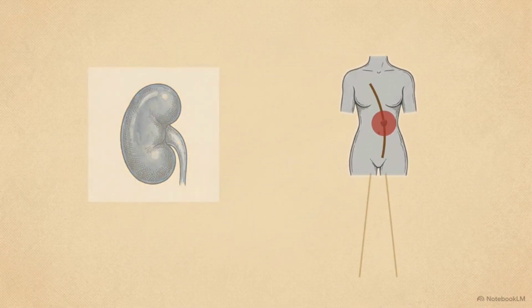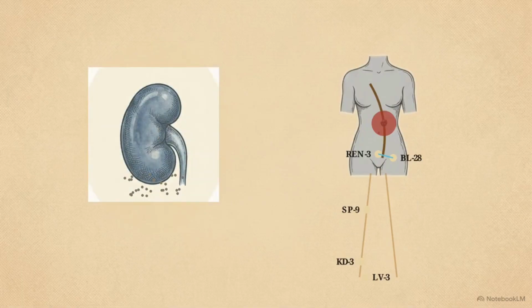Contrasting this acute stasis is chronic kidney qi deficiency, which lacks energy to transform fluids, causing recurring sedimentation. The acupuncture strategy clears damp heat and promotes urination using points Ren 3, bladder 28, spleen 9, kidney 3, and liver 3. Ren 3 and bladder 28 are used to regulate the bladder, while spleen 9 is the primary point for draining dampness. Kidney 3 provides support to the underlying organ function, while liver 3 is used to move qi and relieve the pain of the ureteric spasm.